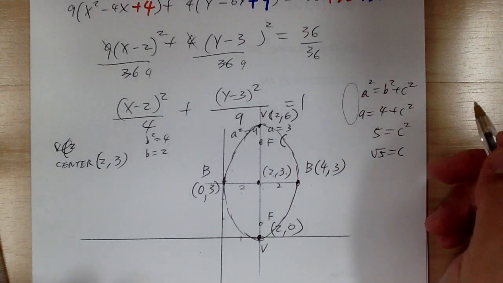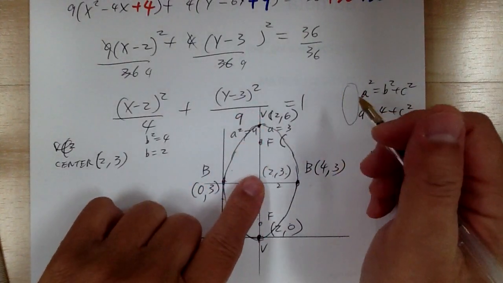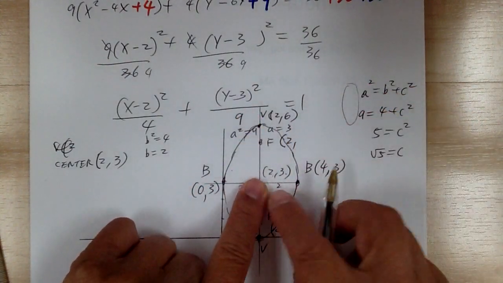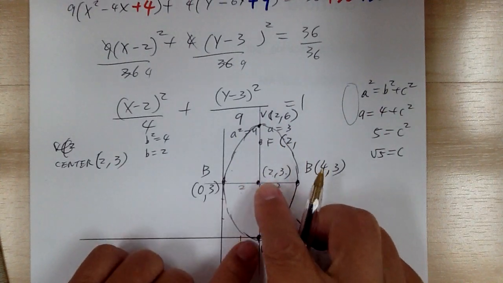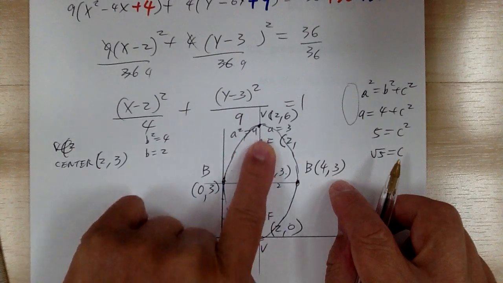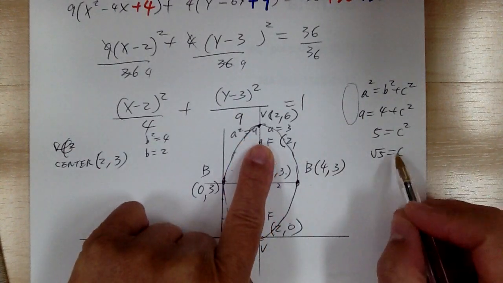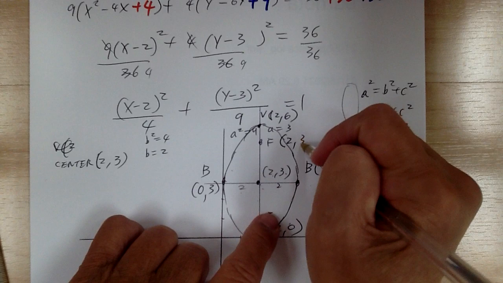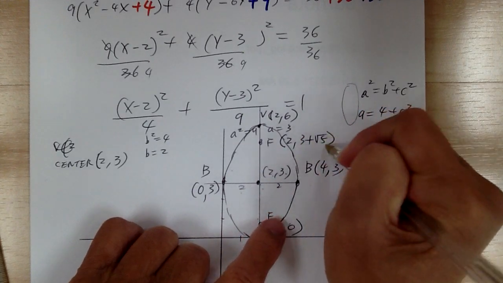use that. Again, when you go up, the x stays the same, right? Again, everything is based on the center. So start from the center, you go up, the x stays the same, the y will increase by this distance. So it becomes 3 plus the square root of 5.